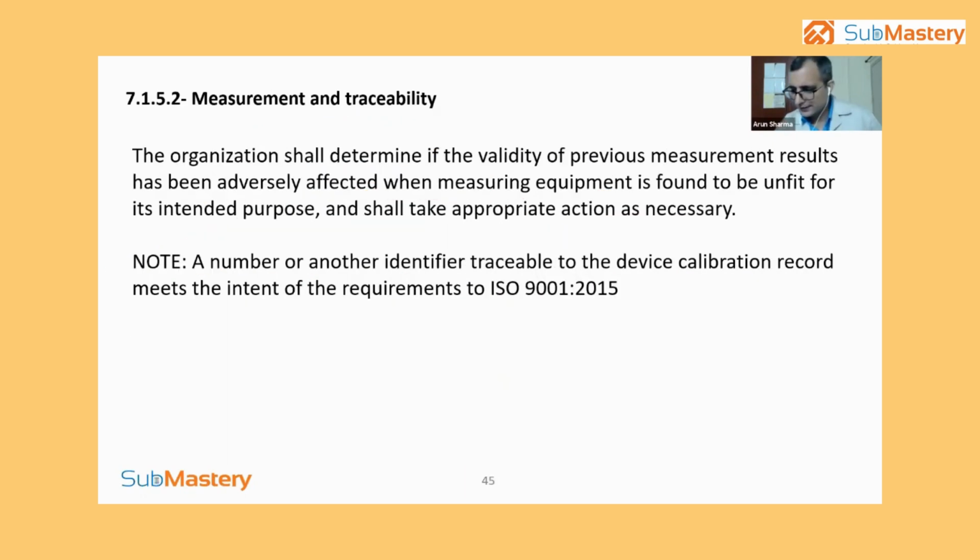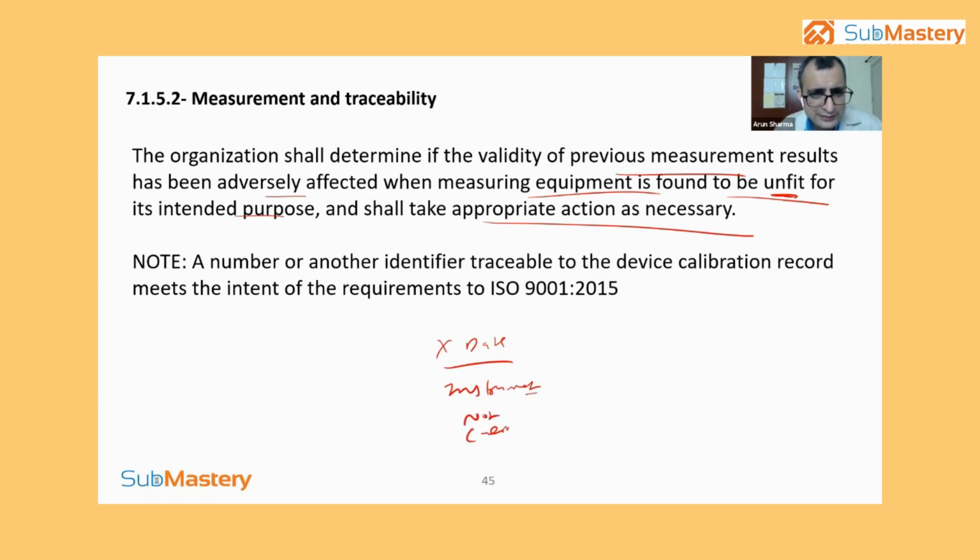The organization shall determine if the validity of previous measurement result has been adversely affected when measuring equipment is found to be unfit for the intended purpose, and shall take appropriate action. Okay, try to understand this. Let's say that today is X date, and you found that your instrument is not calibrated, or it is calibrated, but the readings are not okay.